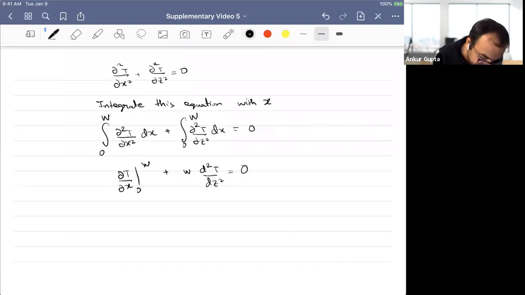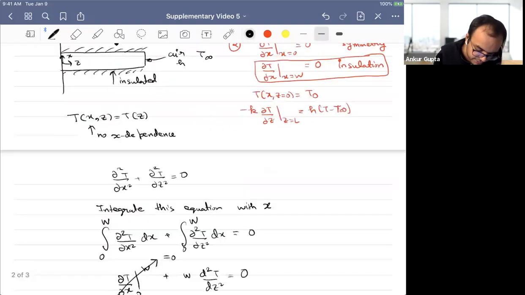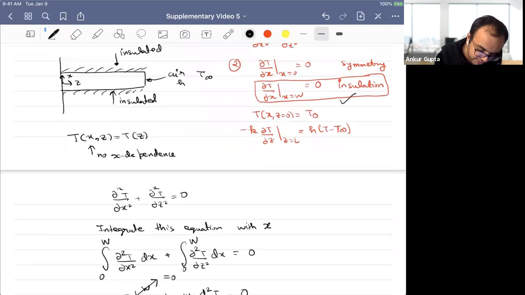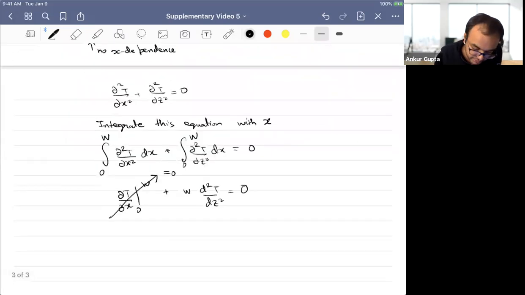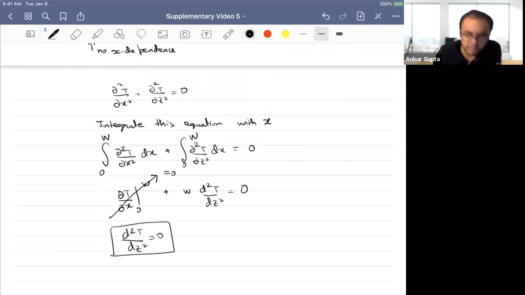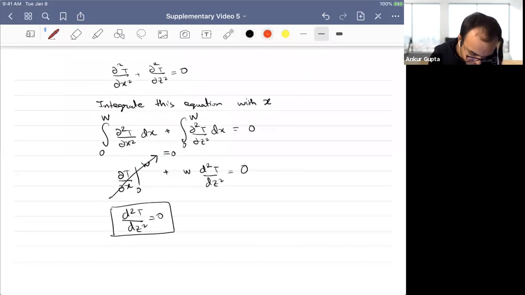Now because the derivative is 0 in both directions, this is exactly equal to 0, because we know dT/dx is 0; del T by del x is 0 here, and del T by del x is 0 here. So this means it's 0. My governing equation now becomes d²T/dz² equal to 0, which makes sense because there is no dependence in the x direction. The boundary conditions here are T equal to T naught at z equal to 0, and minus k dT/dz at z equal to L is h into (T minus T infinity).